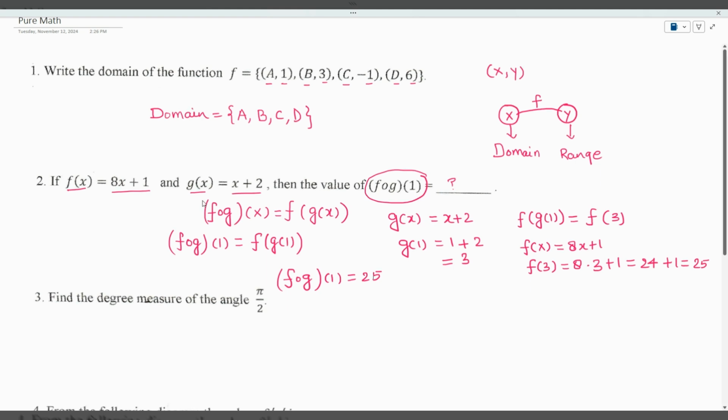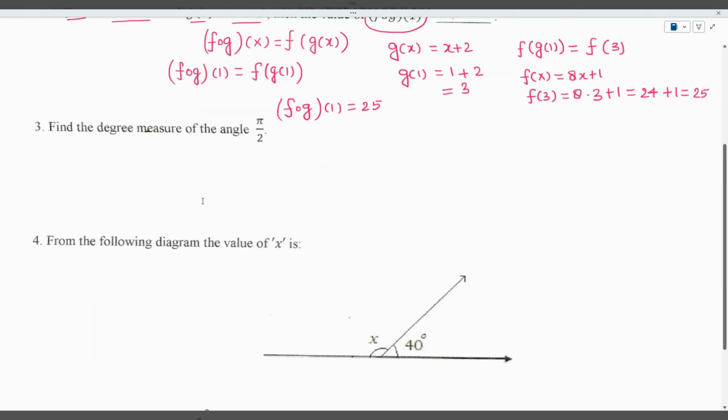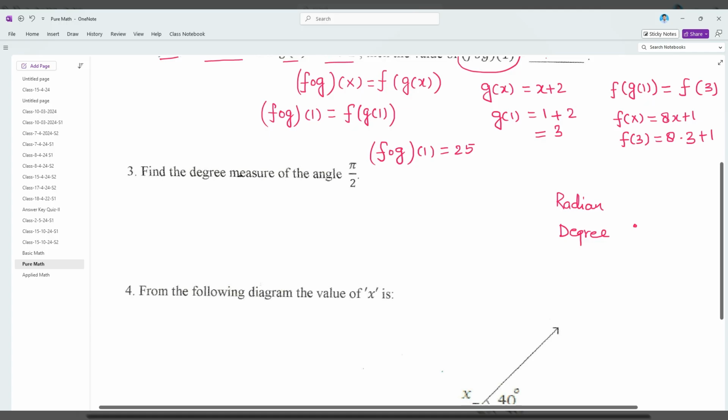Let us go to the third problem. Find the degree measure of the angle pi by 2. You know that angles can be written in two scales, radian and degree. Any angle written with the degree sign is known as an angle written in degree measure.